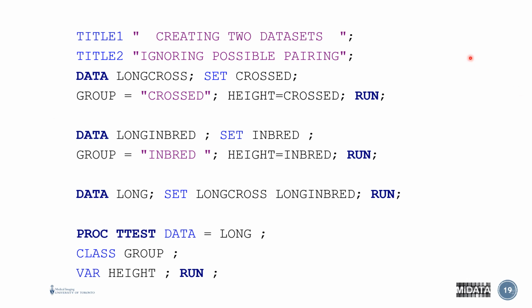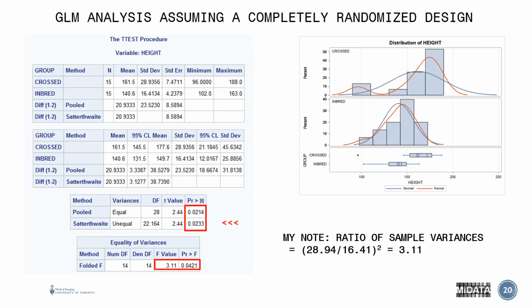Okay, so now why don't we rerun all of that analysis, but ignoring the possible pairing? So we create the data sets once again, but this time it's going to be in the long format because we're not going to be pairing. We're not interested in having the data paired. Okay, let's look at the analysis assuming a completely randomized design.